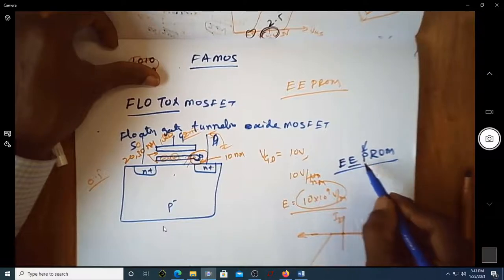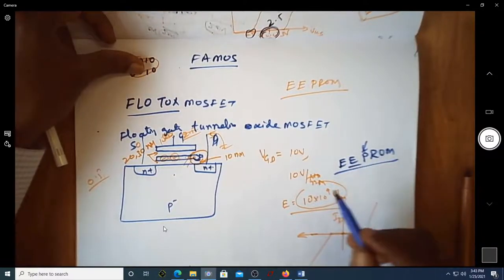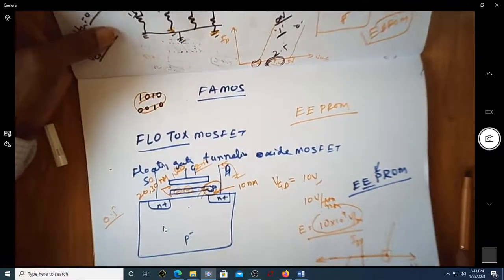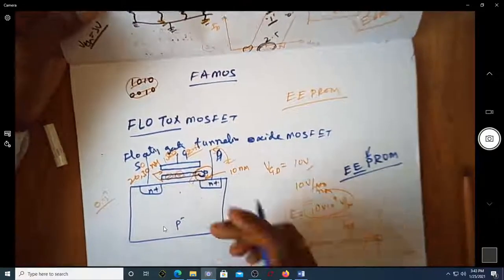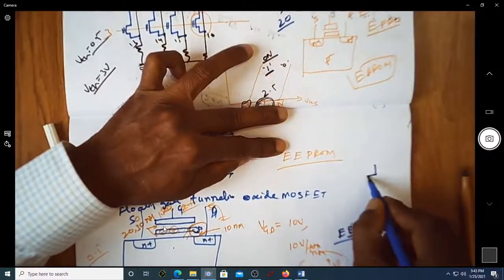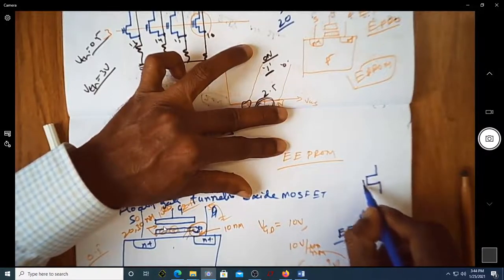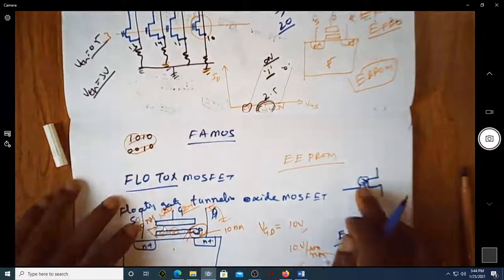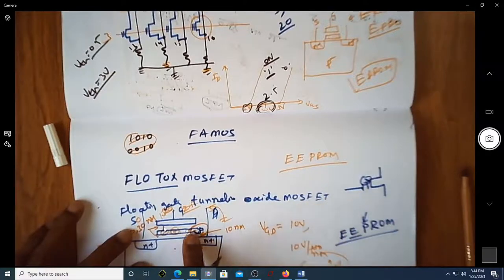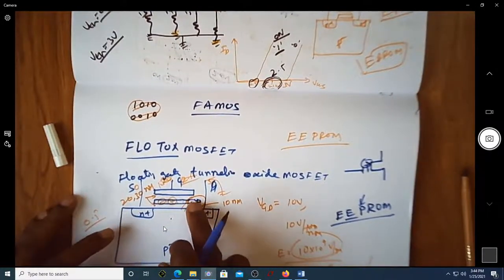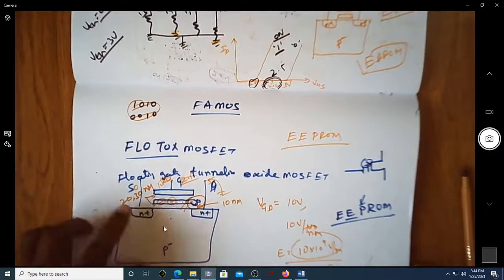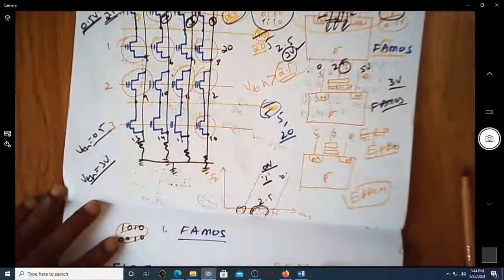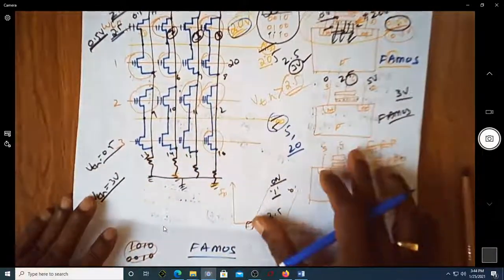Since it is electrically possible to bring the threshold voltage back to its original value, that is what is called electrically erasable programmable read-only memory. Of course, the symbol of this particular type of MOSFET looks like something like this. This is also a floating gate, but with an extra configuration indicating that this is a Flotox, that is, towards the drain side you have a much closer gate structure than at the source side. So this Flotox MOSFET is used in these types of memory arrays.